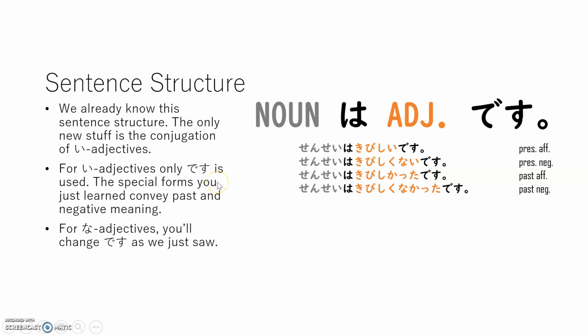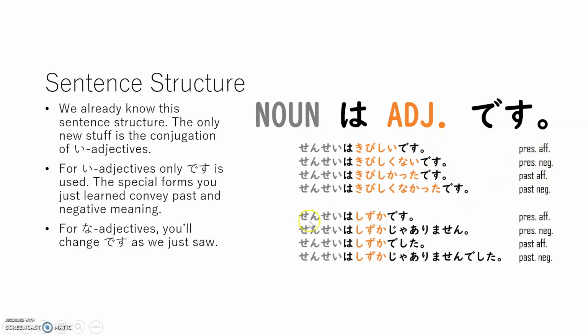For na-adjectives, you'll change desu like we just saw in that previous slide. Remember, they don't have special forms like this. So to get that change in tense and whether it's affirmative or negative, we're going to change the desu part. Sensei wa shizuka desu. Teacher is quiet. Sensei wa shizuka ja arimasen. Sensei wa shizuka deshita. Sensei wa 静かじゃありませんでした. So the only real new part here is these different forms of i-adjectives that we may not be familiar with.